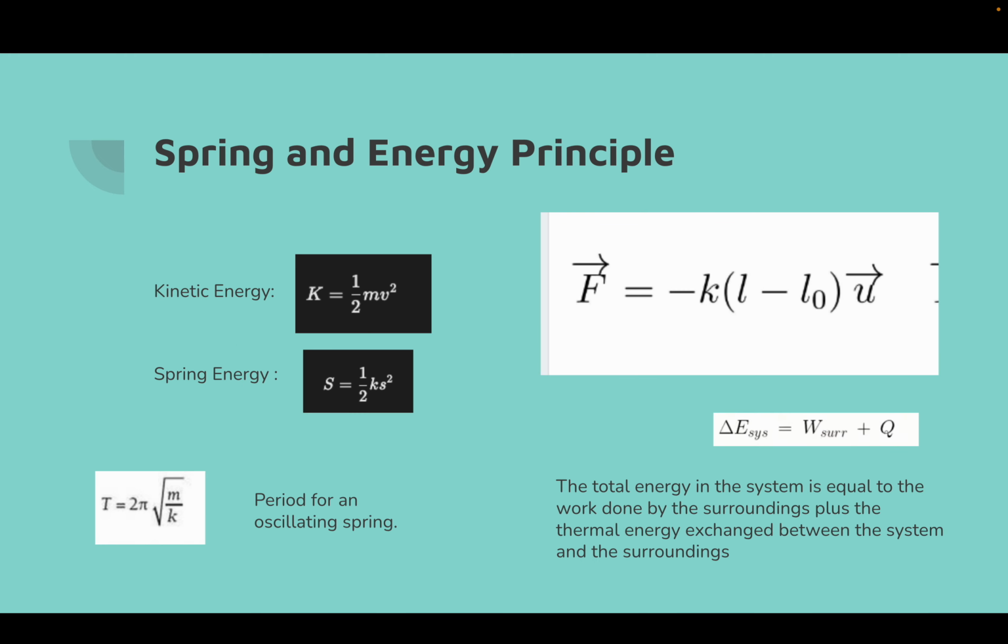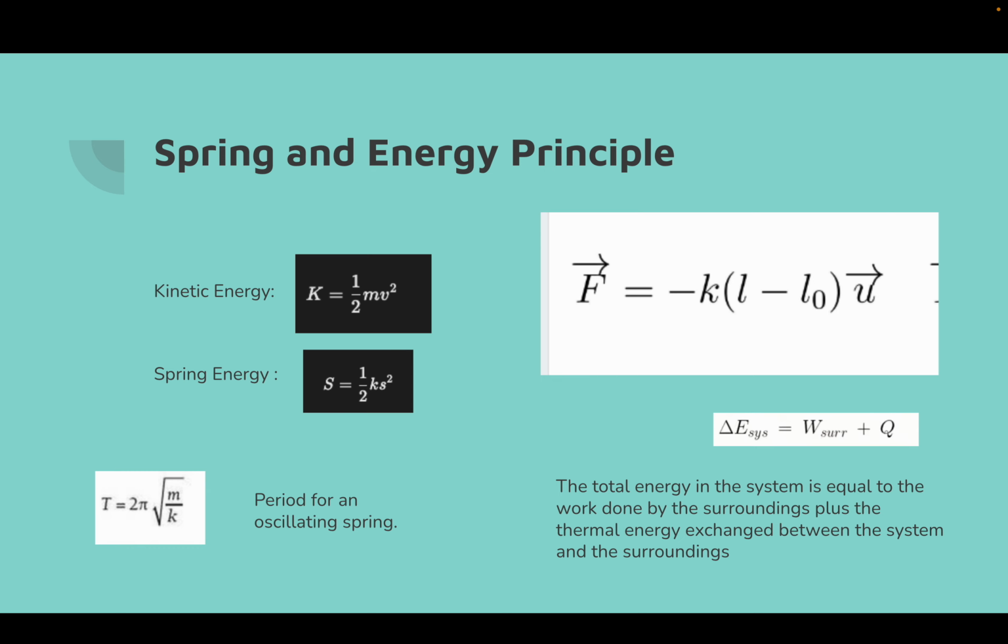Now let's look at our spring and energy principles. The kinetic energy is equal to 1/2 times the mass times velocity squared. The spring energy, which can be derived from the work done by the spring using the integral of F dot dr, can be written as 1/2 k s squared, k being the spring constant, s being the distance it is compressed or stretched. We can also use the period for an oscillating spring: T equals 2 pi times the square root of m over k.